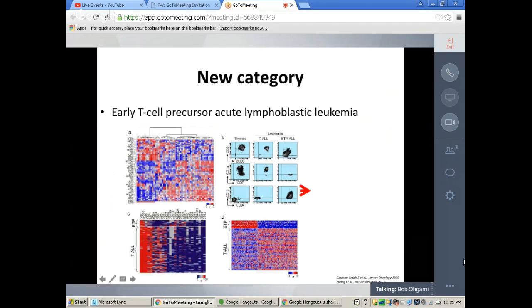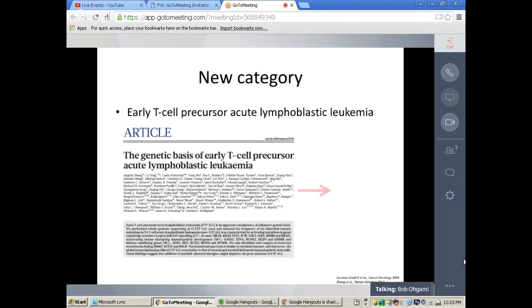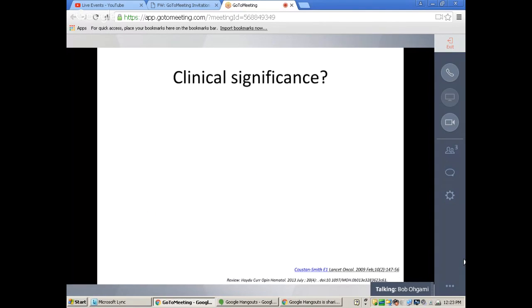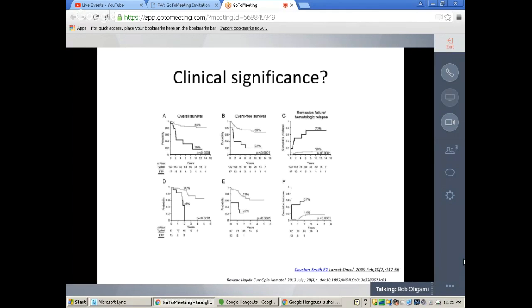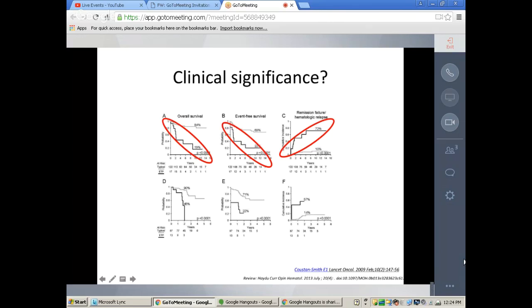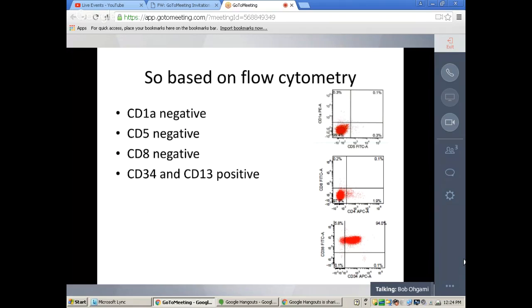The importance of this category, and I'll talk about that in a second, is a couple of things. On the genetic level, what's interesting about these early T-cell precursor acute lymphoblastic leukemias is that they often have a myeloid leukemia signature. It's very fascinating. You can read that paper. There are other papers too. But clinically, it's very significant because these patients, as you can see here, tend to have a poor overall survival and poor event-free survival. They relapse frequently. So that's why this category has come more to the fore, and it's also genetically more distinct.